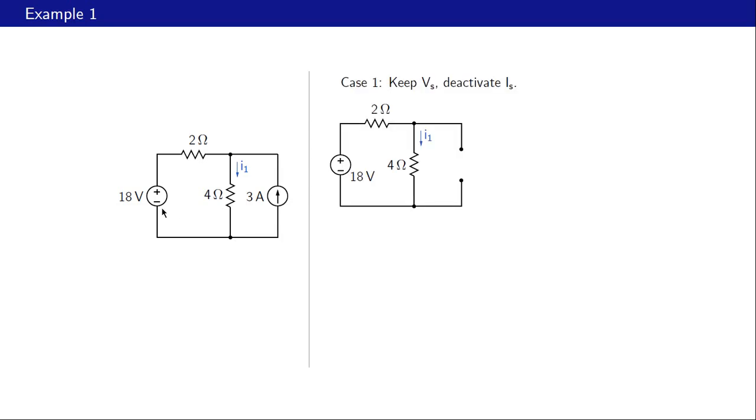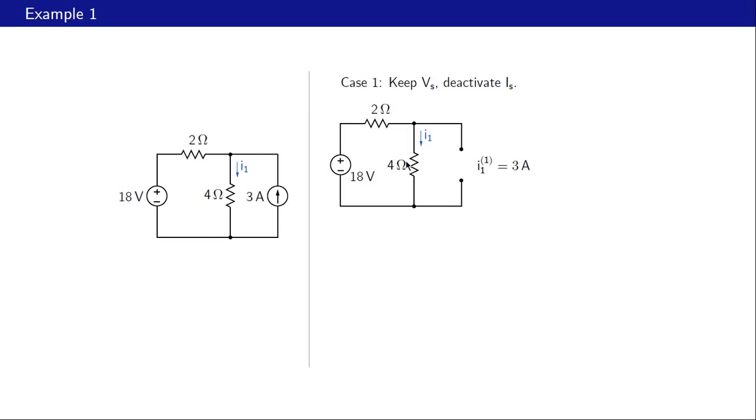So we keep the voltage source and deactivate the current source, and that is our case 1. Keep Vs, deactivate Is. And how do we deactivate the current source? As we saw in the last slide, we need to make the current equal to 0, that is, replace the current source with an open circuit. And in this case, it is easy to calculate I1. It is simply 18 volts divided by 2 plus 4, or 3 amperes. Alright, so that is our case 1.